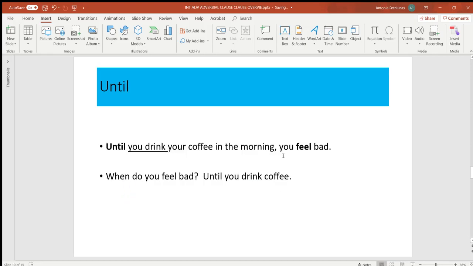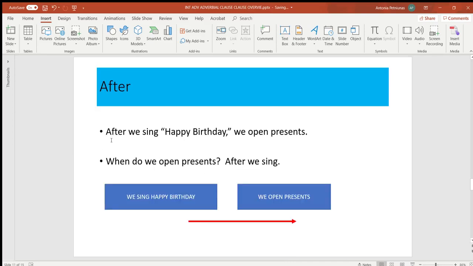Until you drink your coffee in the morning, you feel bad. When do you feel bad? In the morning, and then you have your coffee, and now you feel good. Okay? Until, up to the time of. After. After we sing happy birthday, we open presents. When do we open presents? After we sing. So first we sing, after that we open presents.